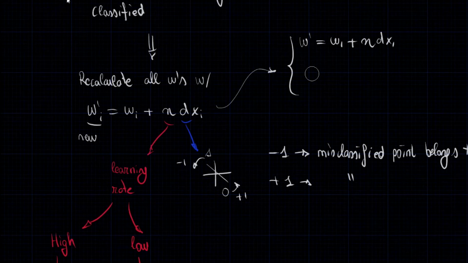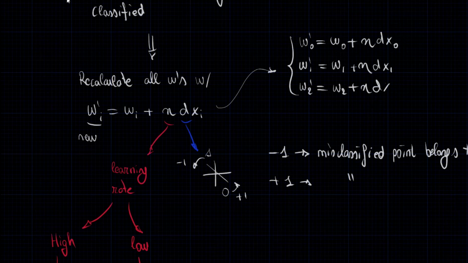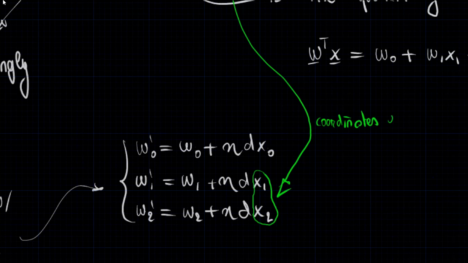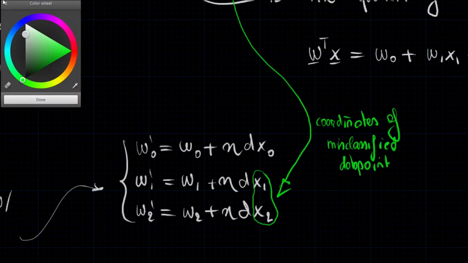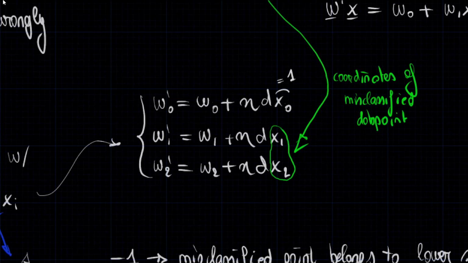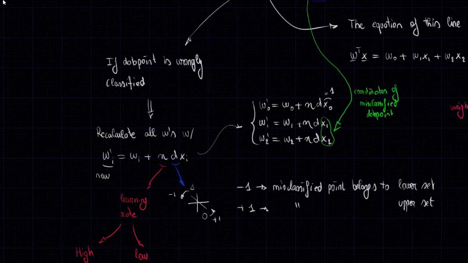Writing out all the equations for the newly calculated W0, W1 and W2. In these equations, x1 and x2 represent the coordinates of the misclassified data point. These coordinates are used to adjust the weights, so that the new decision boundary incorporates this misclassified point.